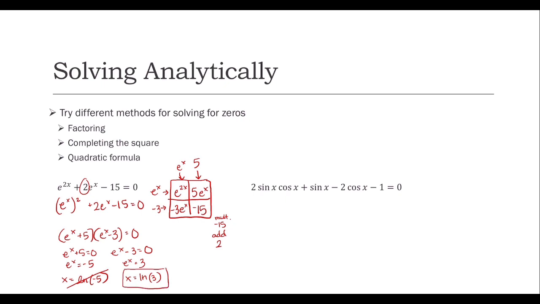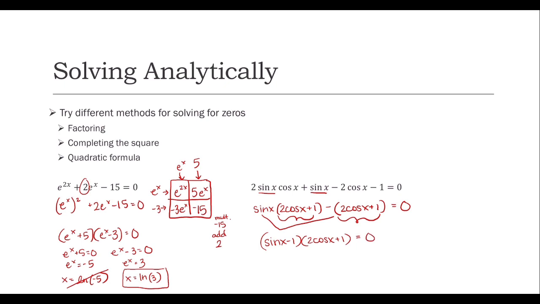For the second problem, you have 2 sine x cosine x plus sine x minus 2 cosine x minus 1 equals 0. So for this one, we can try factoring by grouping because we have a sine of x in each of the first two. So you'd get sine of x times 2 cosine x plus 1. For the second part, we'll pull out a negative 1, so we'll get minus 2 cosine x plus 1 equals 0. So since these are the same, our sine of x minus 1 times 2 cosine x plus 1 equals 0.